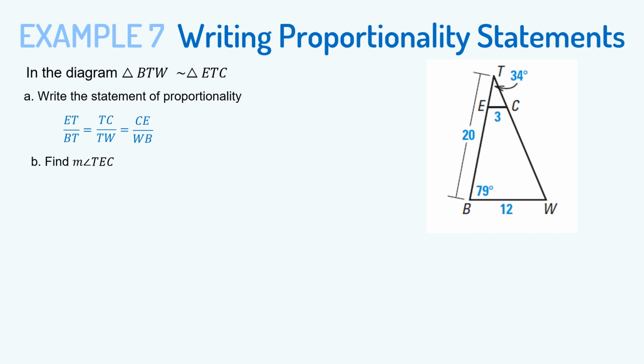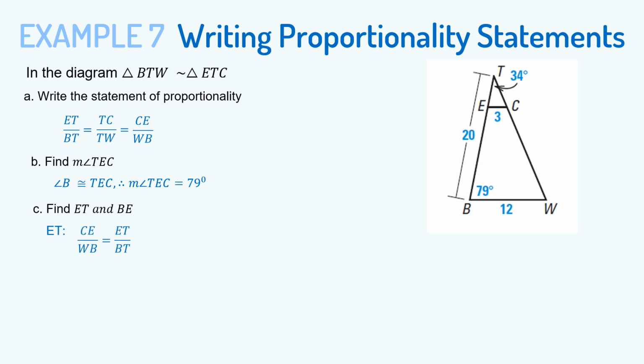In B, we're going to find the measure of the angle TEC. And I notice that the angle TEC corresponds to the angle TBW, or just the angle B. And since they are corresponding angles, and the two triangles are similar, these two angles measure the same. Therefore, since the angle B is congruent with the angle TEC, the measure of the angle TEC is equal to 79 degrees.